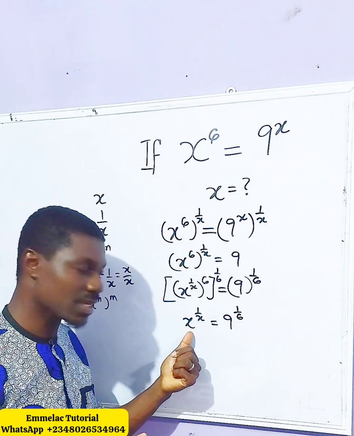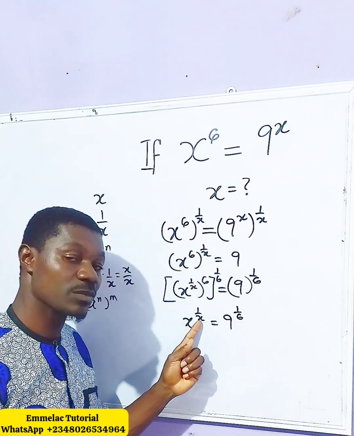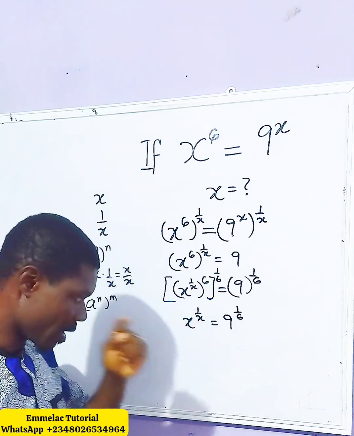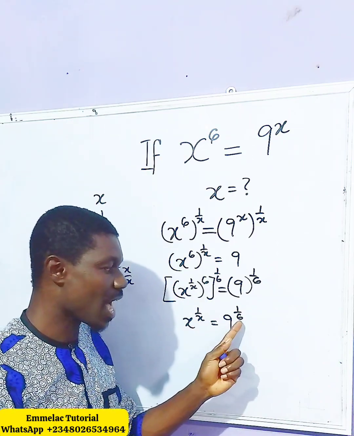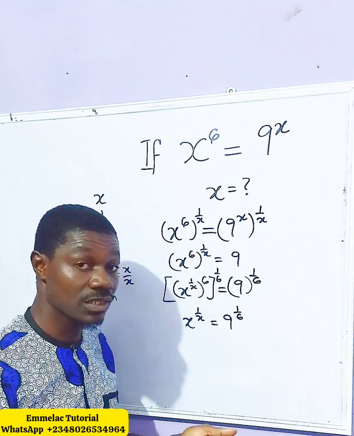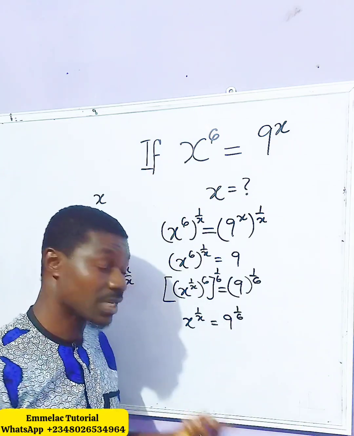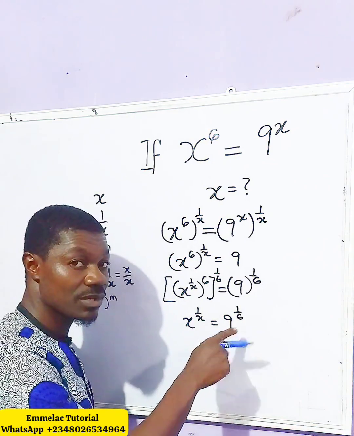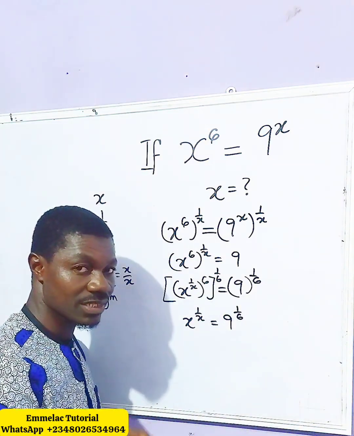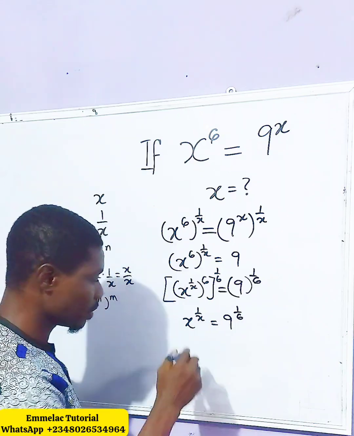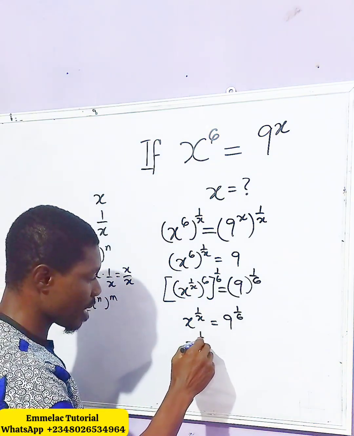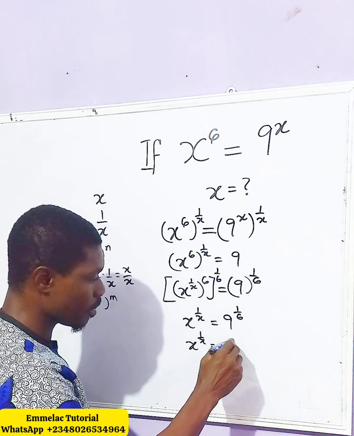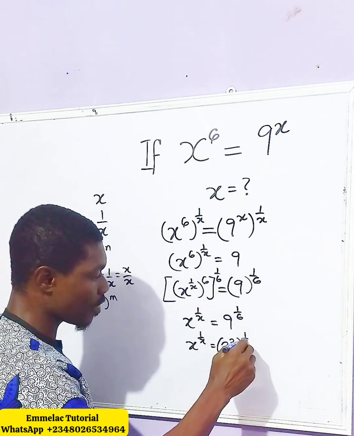You can see the base and the reciprocal of the exponent is the same on the left side. But here the base and the reciprocal of the exponent is not the same. So how do you go about it? Let's do this. 9 can be rewritten in terms of exponent as 3 raised to the power of 2. So let us say x raised to the power of 1 over x equals 3 raised to the power of 2, raised to the power of 1 over 6.